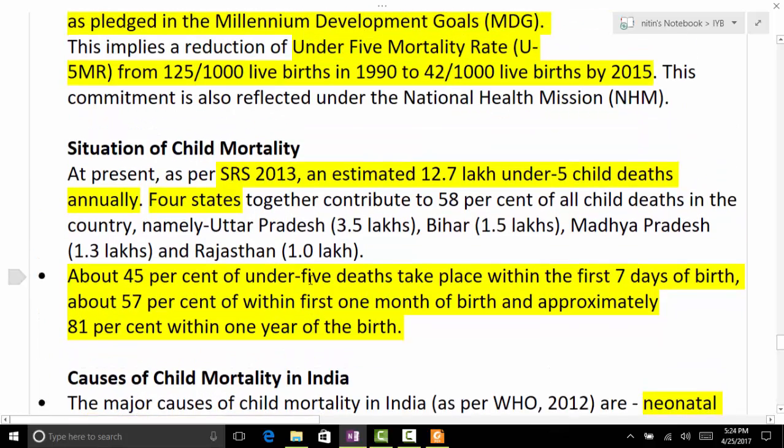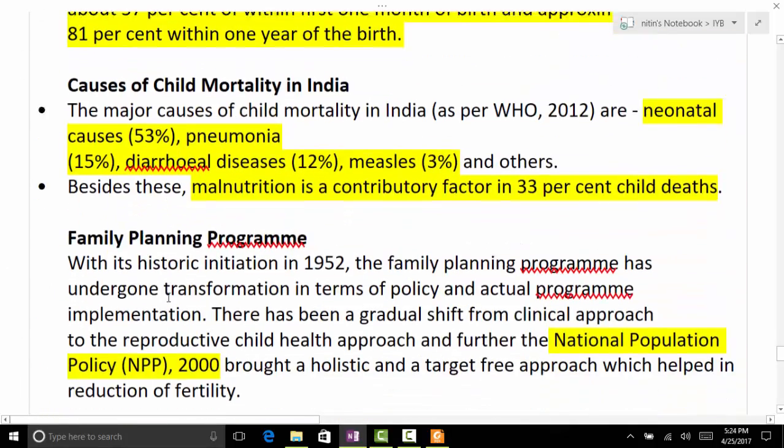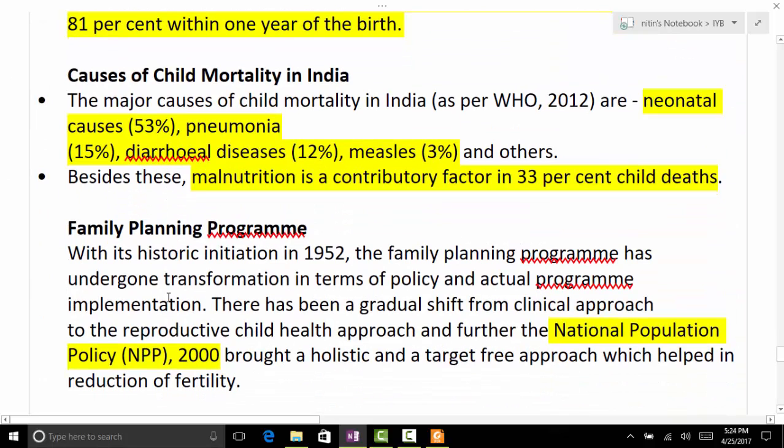Then it's about child mortality, certain data it gives: about 45% of under 5 deaths take place within the first 7 days of birth, and 57% within the first 1 month of birth, and approximately 81% within 1 year of birth. So it shows that the focus of strategy should be within the first 1 year. Causes, what could be the causes? Neonatal causes, pneumonia, diarrhea, measles, and malnutrition. So these are major causes. You can see malnutrition, 33%, a huge percentage.